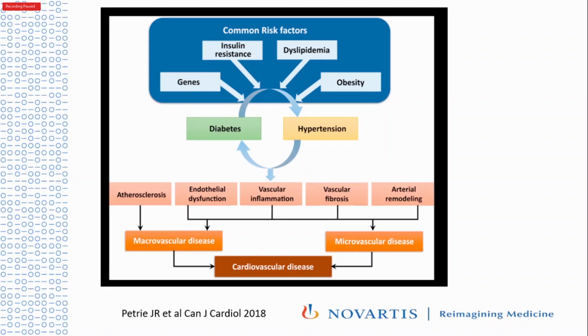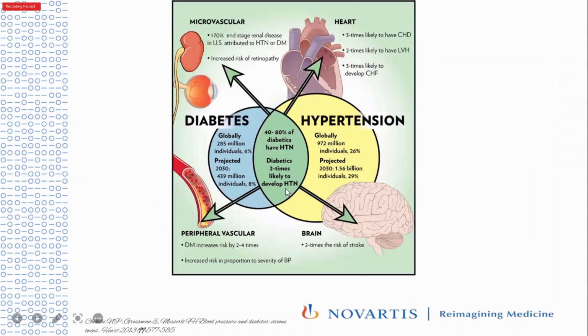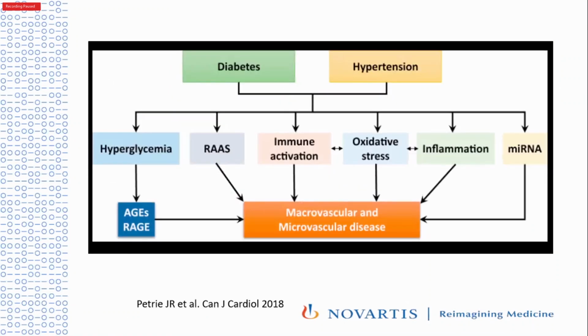Next slide, because this thing didn't work when I pressed. Okay. So again, when you have hypertension and diabetes, what you do have is there is hyperglycemia, there is activation of the renin-angiotensin system. There is also activation of various cytokines which lead to immune activation, oxidative stress. You are moving faster than I am. And then inflammation. All of these lead to microvascular and macrovascular disease. Next slide.